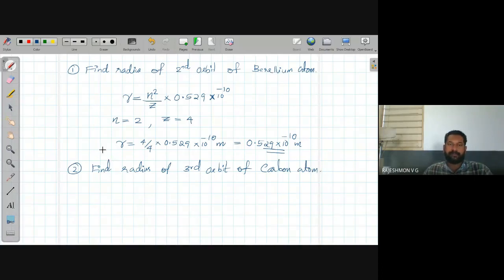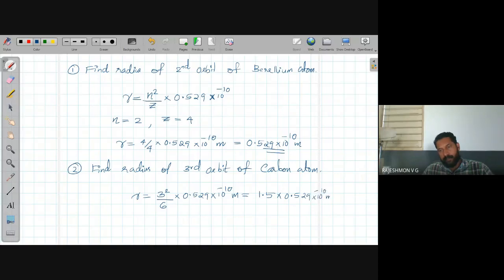Will be the answer. ചെയ്തിട്ട് പറയാ ആൻസർ എത്രയായിരിക്കും വരിക? R is equal to 3 square, okay, third orbit 3 square, carbon atom atomic number is 6 into 0.529 into 10 to the power minus 10 meter. 3 square is 9, 9 by 6 is 3 by 2, it is 1.5 into 0.529 into 10 to the power minus 10 meter.